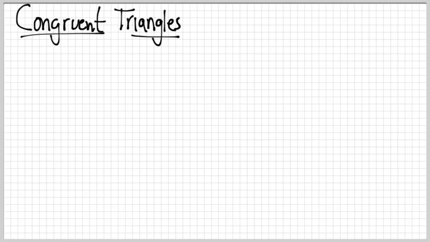Talking today about congruent triangles. So let's figure out what this means. We probably all know what triangles are. Three-sided, two-dimensional shape. But what does congruent mean?